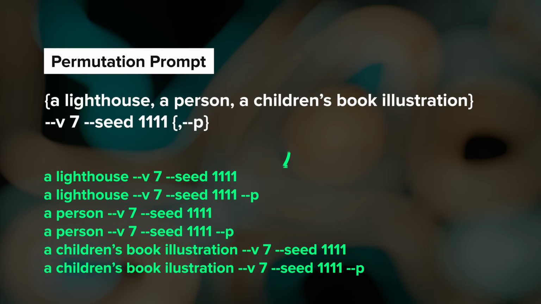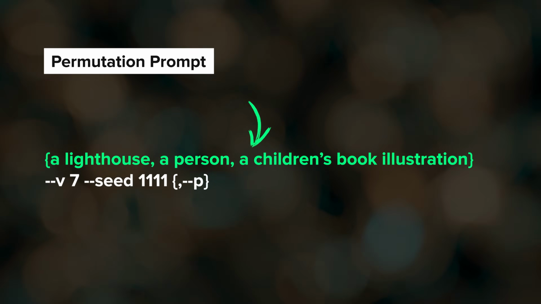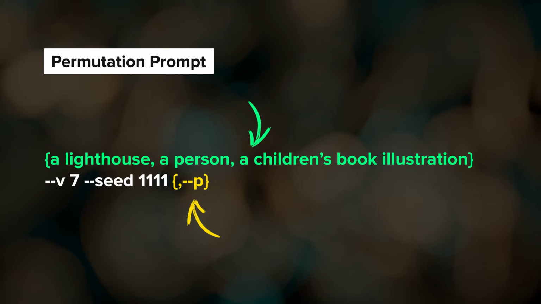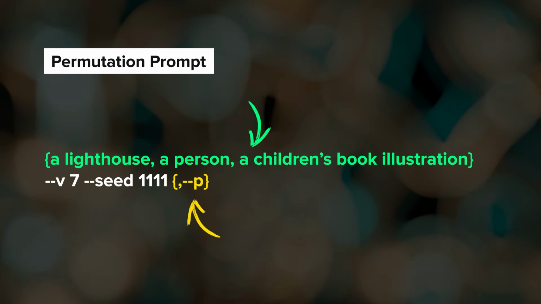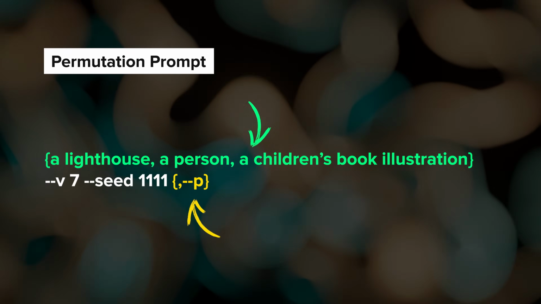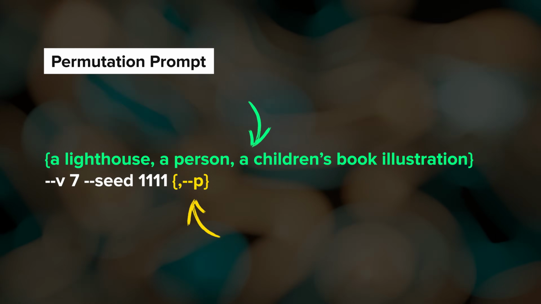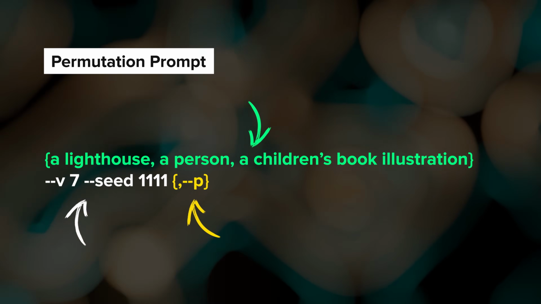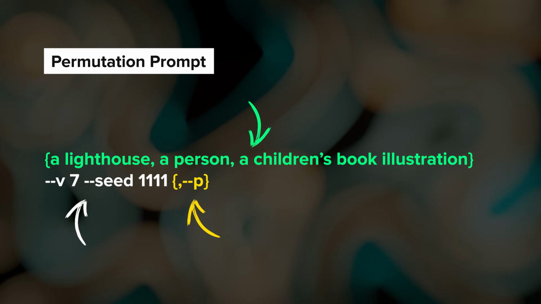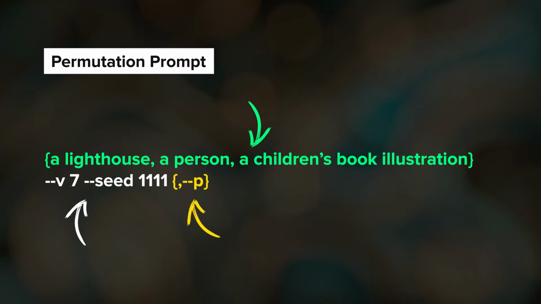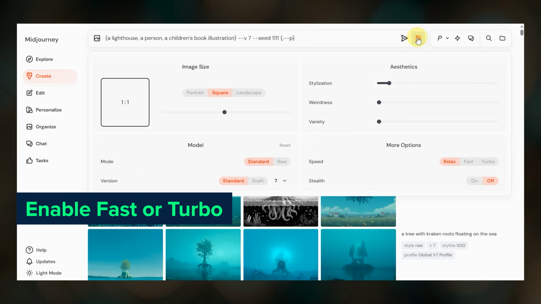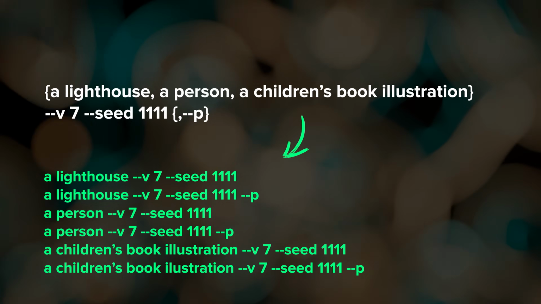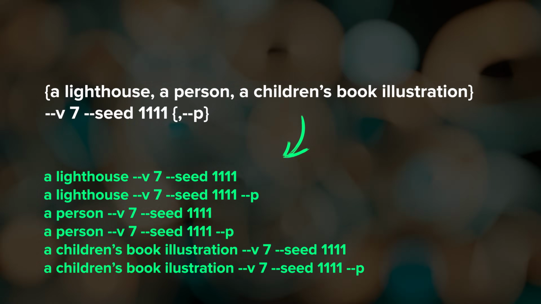Let me explain that. Here I have 3 comma-separated items within the curly brackets, and over here I have another set of curly brackets that tells Midjourney that I want to run a set of jobs without personalization and a set of jobs with personalization. Every job will be run with V7 and with seed number 1111. You can pick any number here for this exercise. I'll leave some seed parameter resources down below. And before you run your permutation prompt, you must have either fast or turbo mode enabled. So that one permutation prompt tells Midjourney to run these 6 jobs.